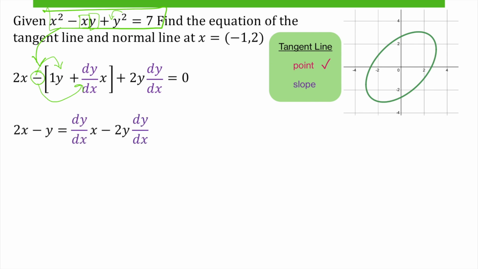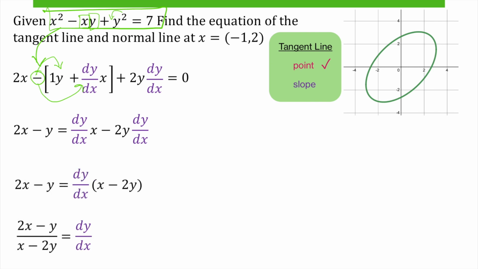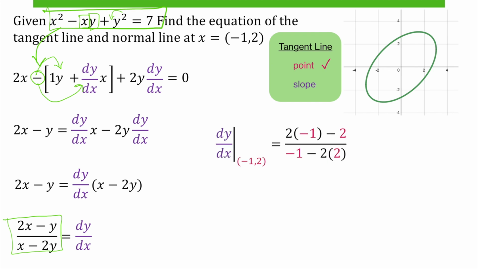So with that, we'll get all the dy dx stuff on one side. I put it on the right side this time. And all the other stuff on the left. Factor out dy dx and divide both sides by x minus 2y. So that's the derivative. That means at any point on our graph, we can find the slope of the tangent line. So let's do it. We want the slope of the tangent line specifically at negative 1, 2. So we'll evaluate our derivative at that point. That gives us a slope of 4/5.